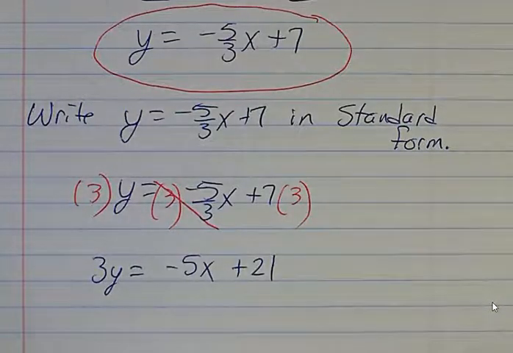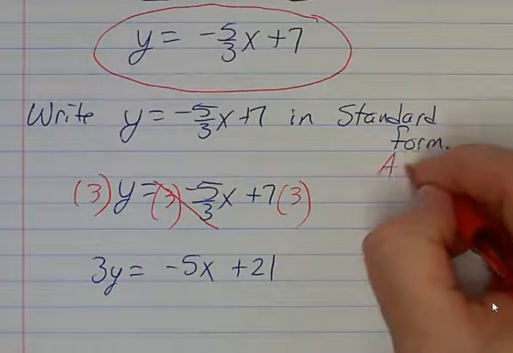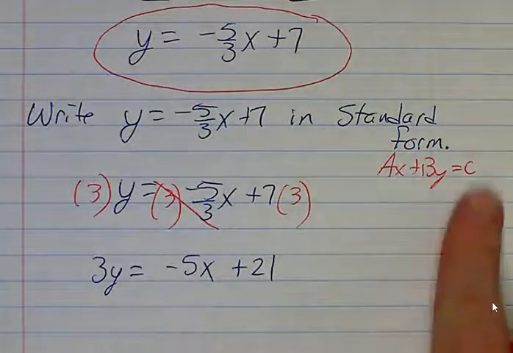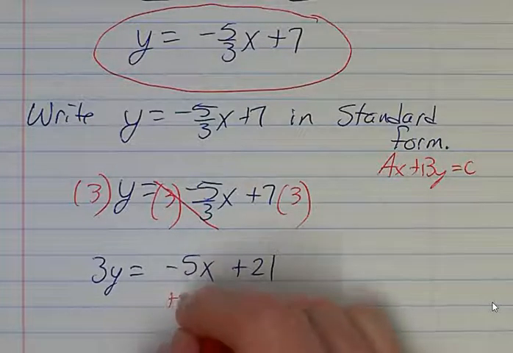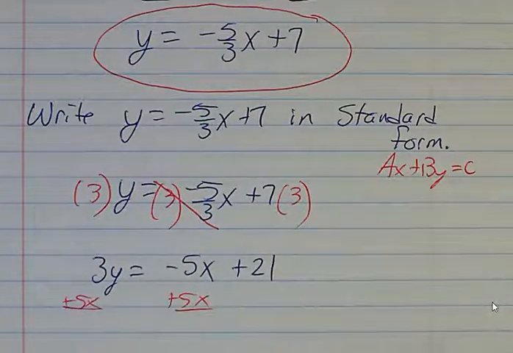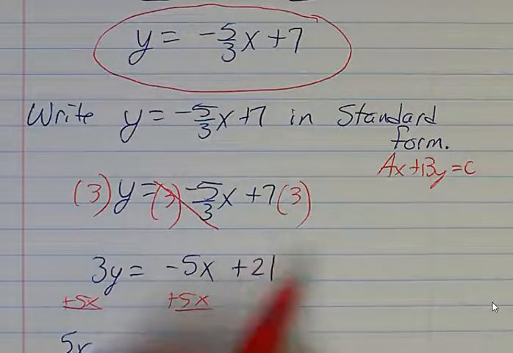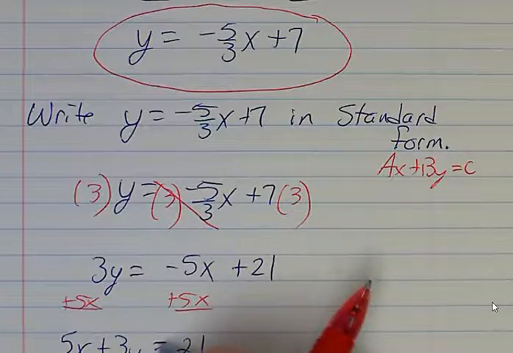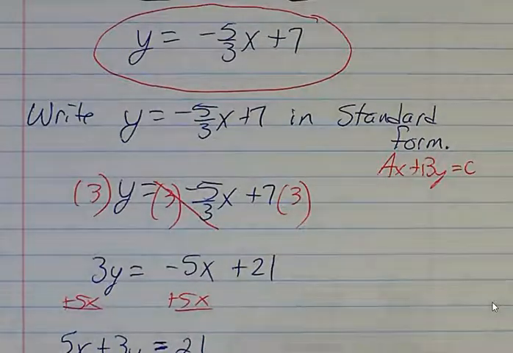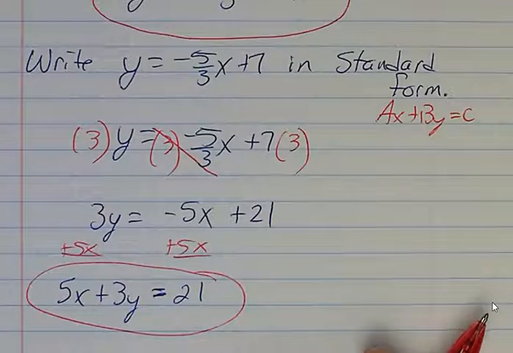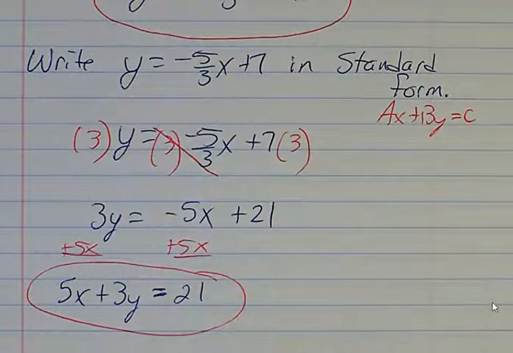And for standard form, again, that was ax plus by equals c. So we've got to get the x and y on the same side. So let's move this 5x from the right side over here to the left side. And once you move it from the right side to the left side, now you've got it in standard form.